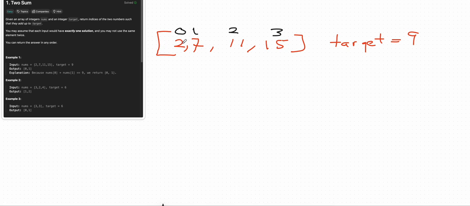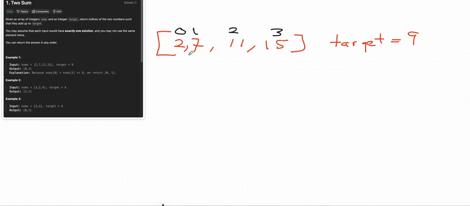We have 2 plus 7, which is 9. That makes our target, simple. And 2 plus 11 will not give us that. 2 plus 15 will not give us that.